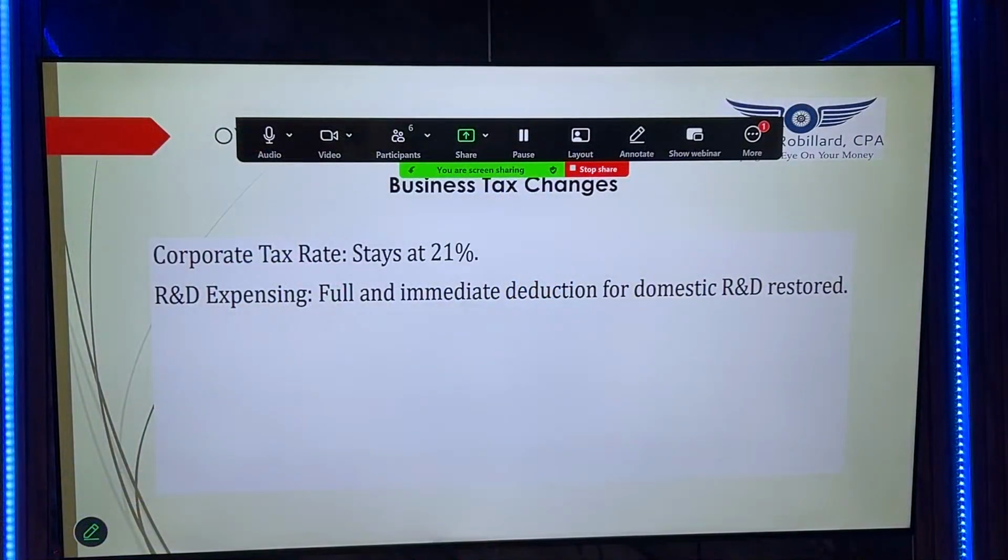Now, let's talk a little bit about business changes within this OB3 that we keep talking about. Corporate tax remains at 21%. Earlier I showed you what the individual tax rate was like, and I showed you 7 different brackets of the tax rate. By showing you those 7 different brackets, you saw that as an individual, you could be taxed all the way up to about 37%.